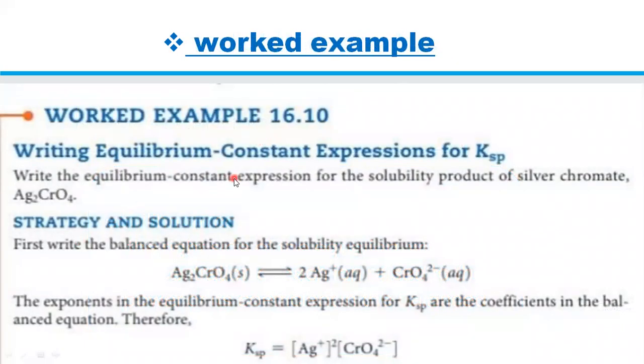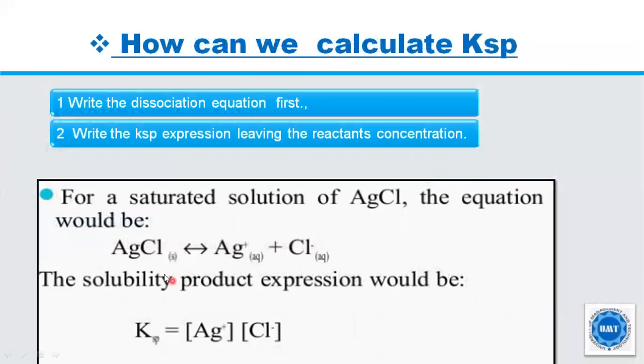Here I added a worked example for the calculation of the solubility product. For example, if we have to write the equilibrium constant expression for the solubility product of silver chromate, first we will write its balanced chemical equation. Then the exponents in the equilibrium constant expression for the solubility product are the coefficients in the balanced equation. Therefore, we will arrange this equation as, and this is the solubility product of silver chromate. Write the dissociation equation first, then write the solubility product expression, leaving out the reactant concentration.